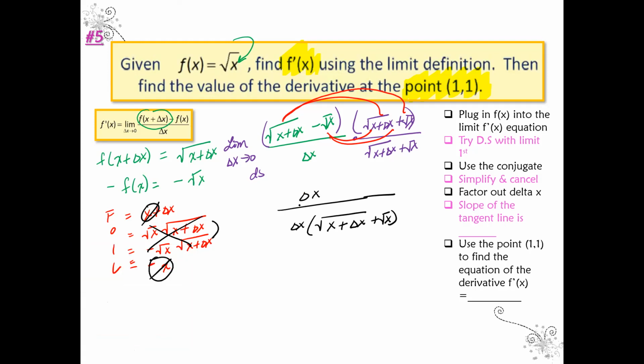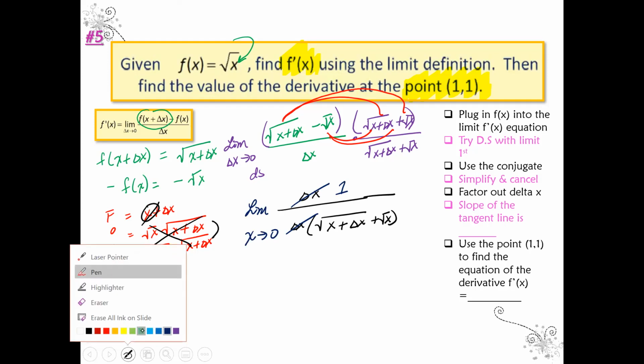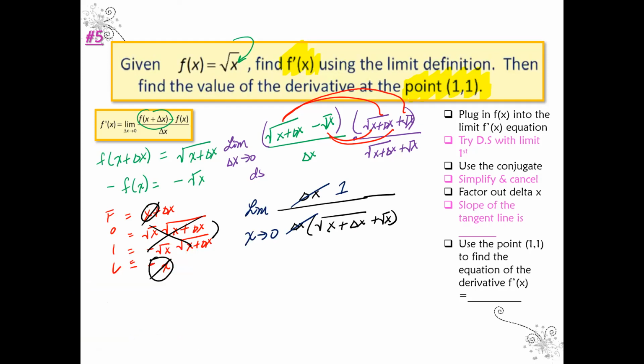So now let's go ahead and take a look at this. I can now cancel the delta x. I have a 1 on top. Now that the delta x is gone, let's apply the limit. So as delta x approaches 0, that becomes a 0. Or actually, you know what? I put in the 0 in the wrong spot. Here we go. Get rid of that.